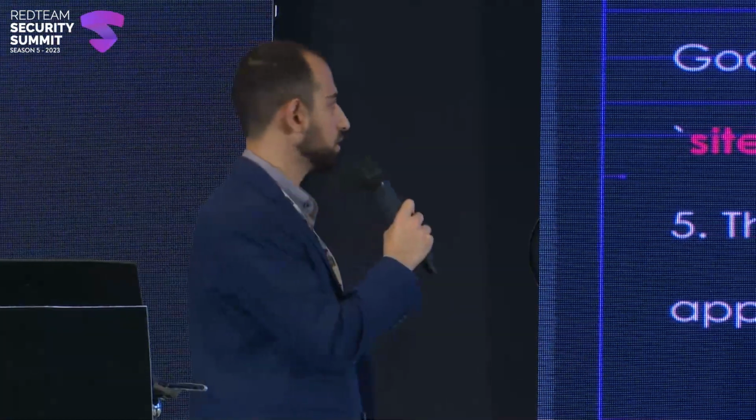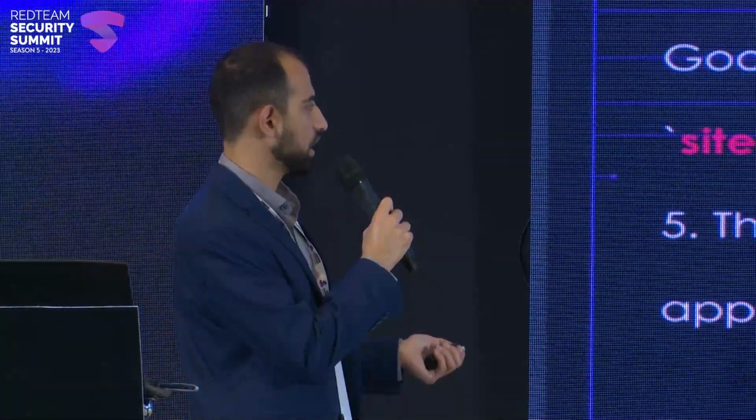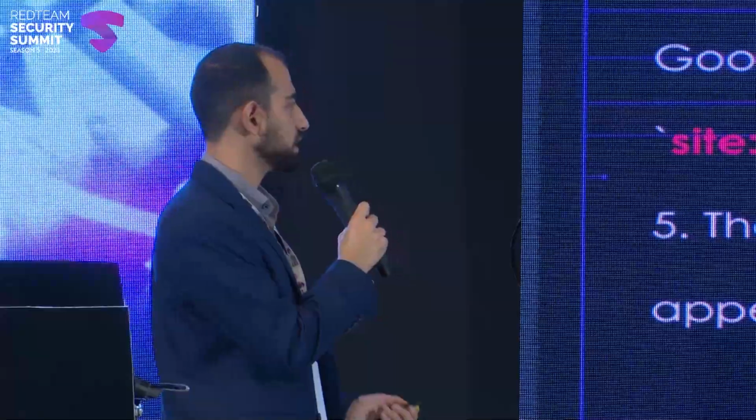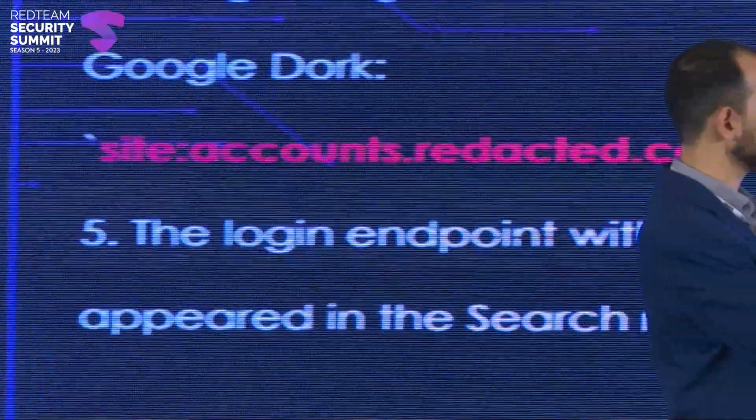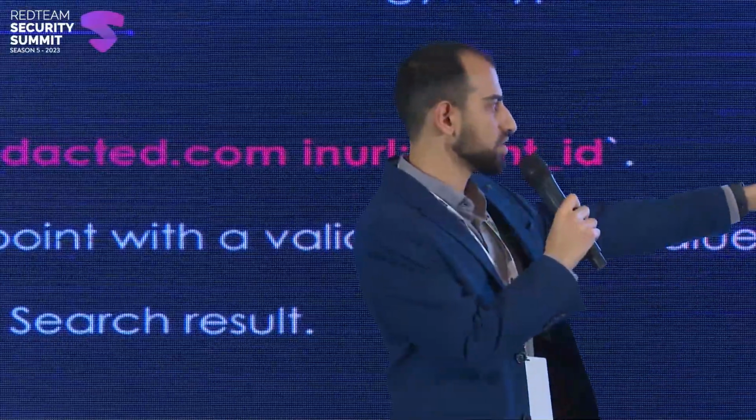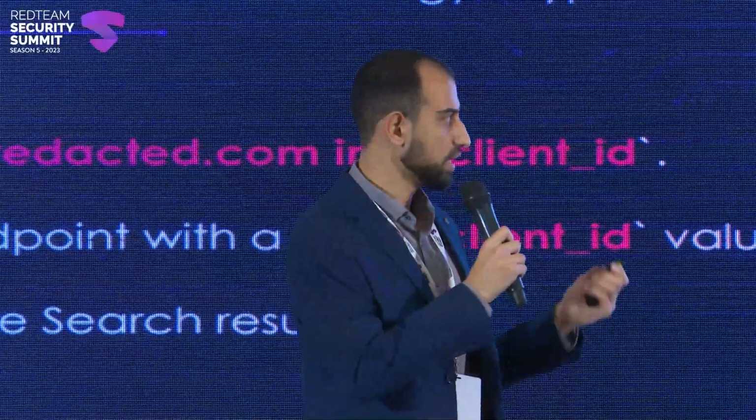So I used this Google Dork: site:accounts.thedomain.com, meaning that I need to focus on this subdomain and search for any URL related to this subdomain that contains the parameter client ID. While I did it here, I found on the third result that there is a parameter called client ID, and when I accessed this URL, I found that there is a client ID hashed, exposed, and I was able to obtain internal access using this client ID.